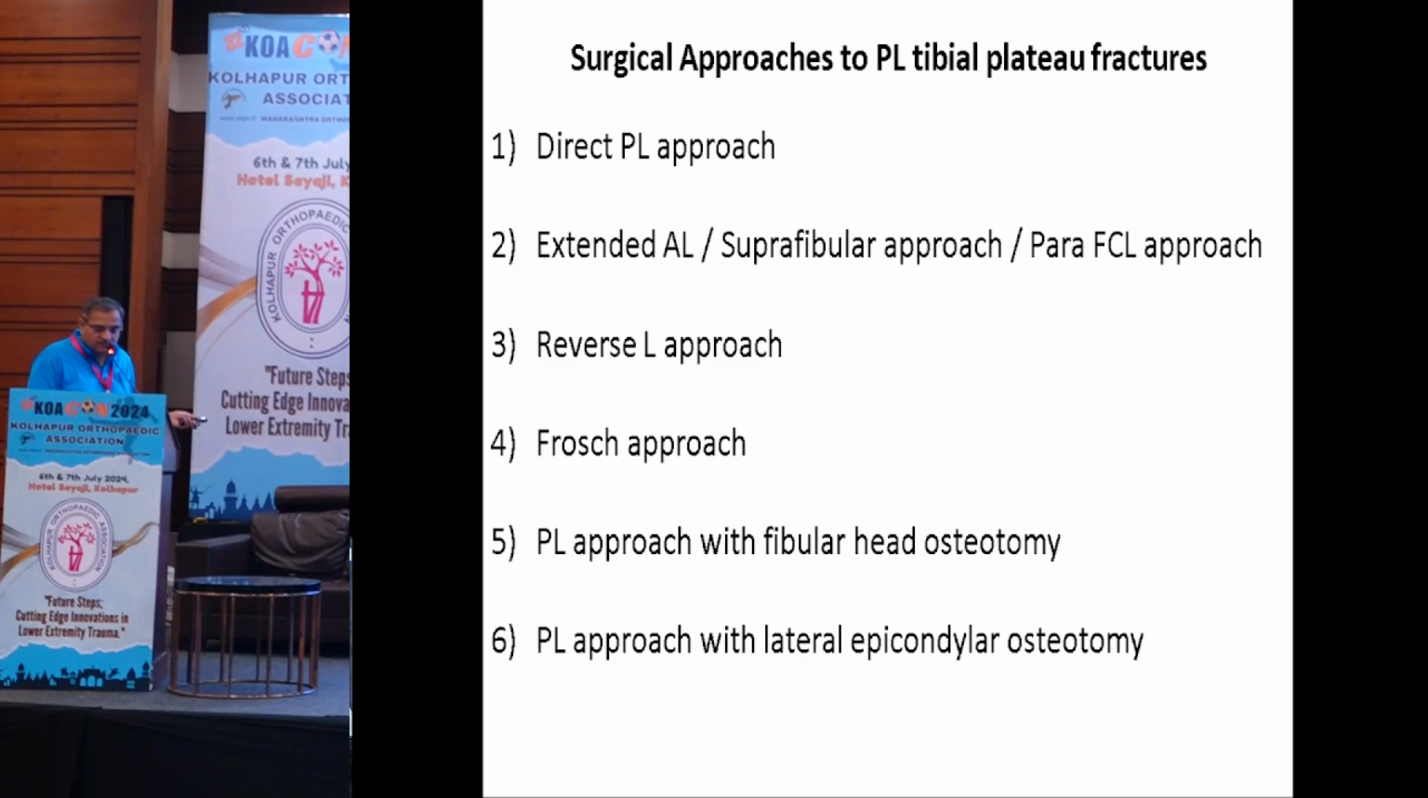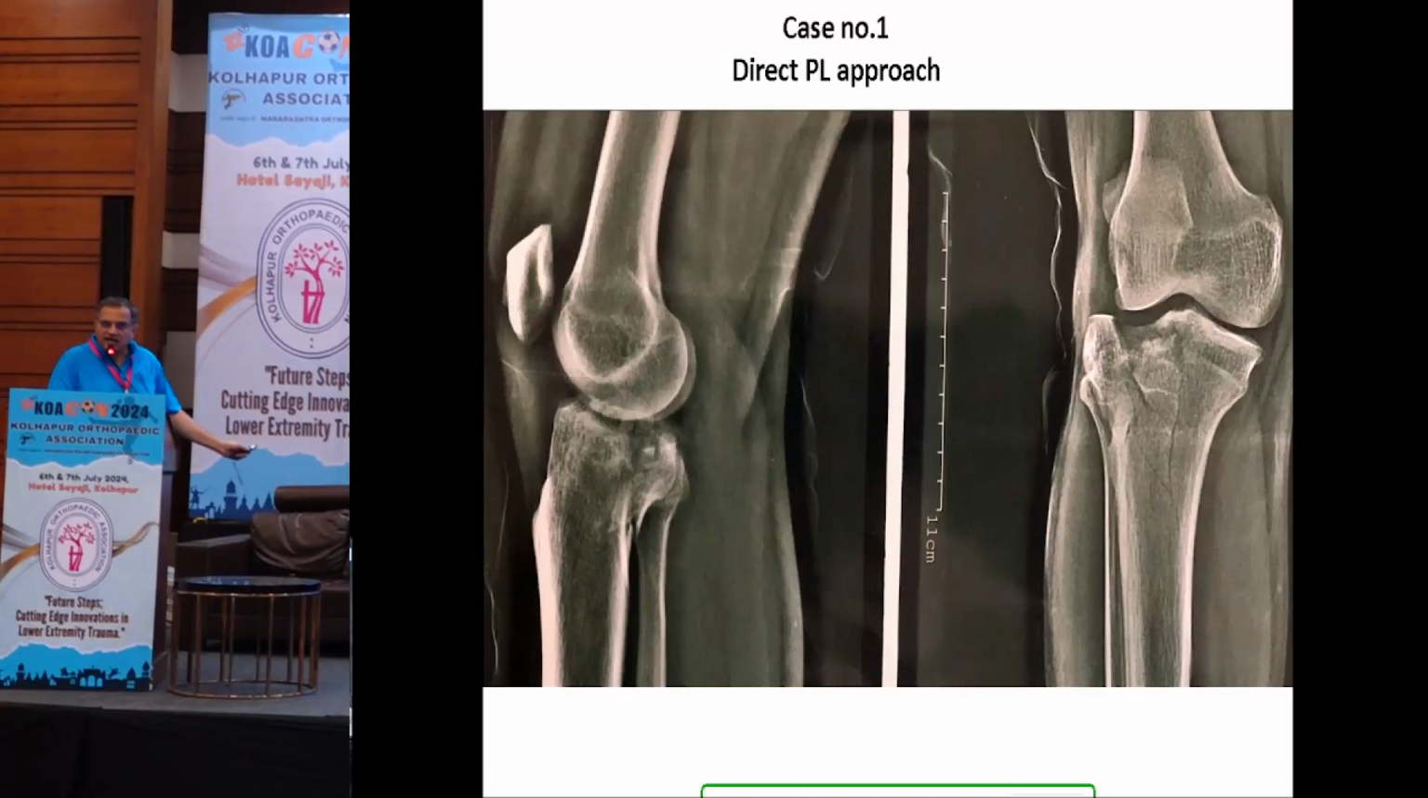Then we will see about the Frosch. For the posterolateral, I haven't done the fibular neck or head osteotomy, and most of them have given it up. Sometimes a lateral epicondylar osteotomy also can be done, but I have no experience with that. So we will see about it now.